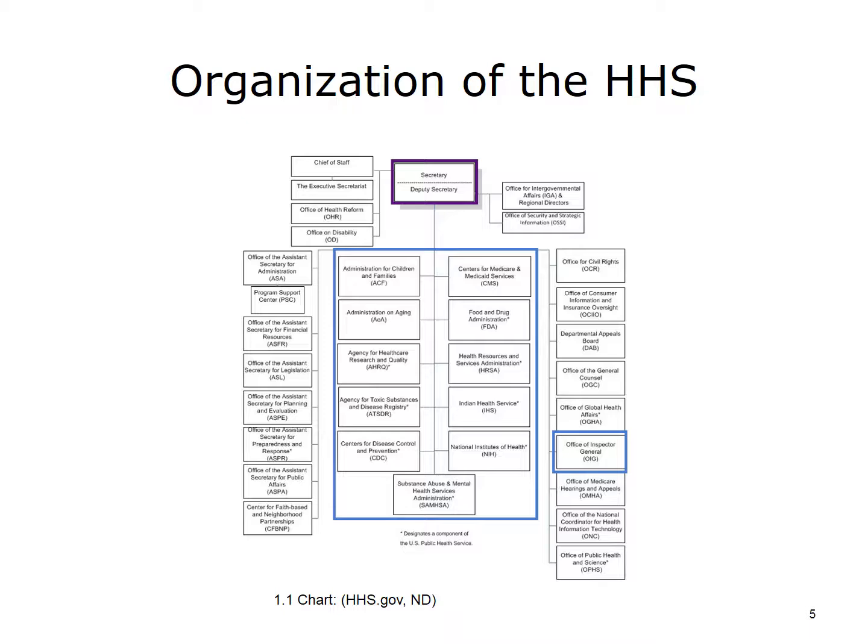3 of these divisions are considered human services agencies: the Administration for Children and Families, the Administration on Aging, and the Centers for Medicare and Medicaid Services. The other 8 divisions are part of the U.S. Public Health Service. The Office of the Inspector General will also be discussed. Overall, the HHS runs more than 300 healthcare programs.